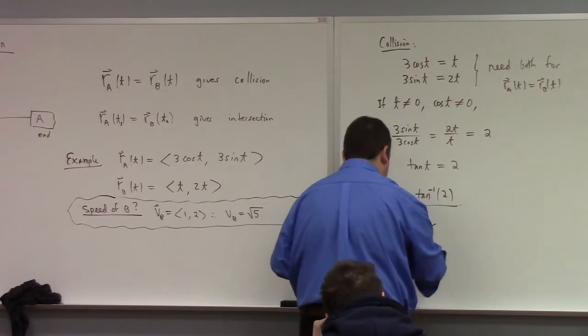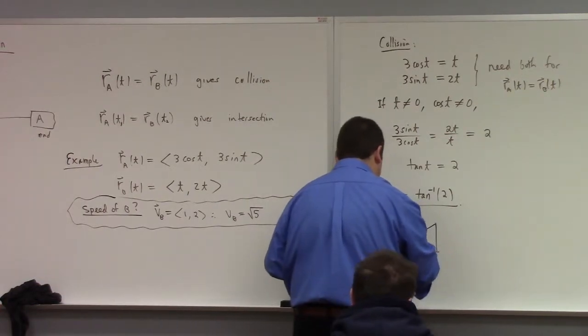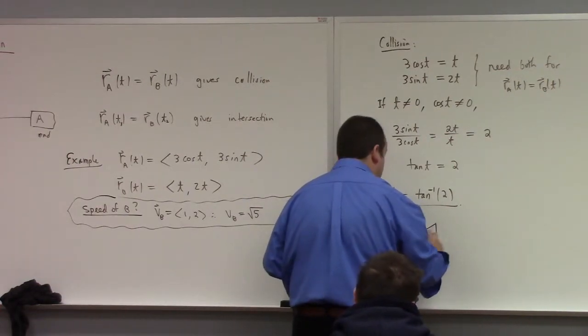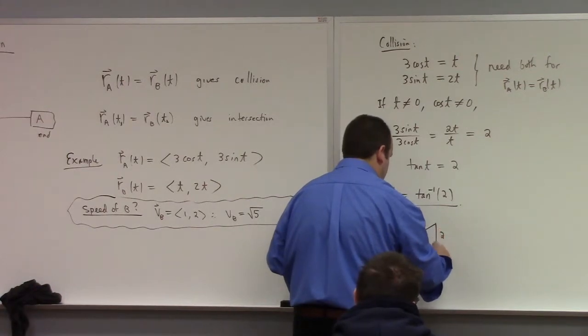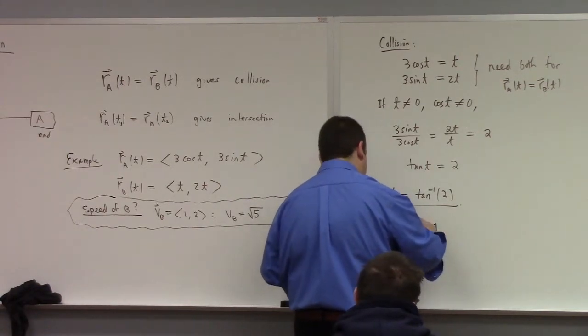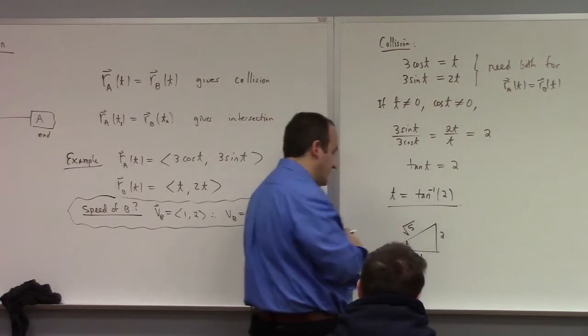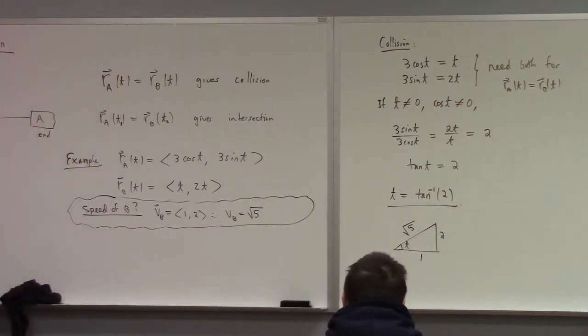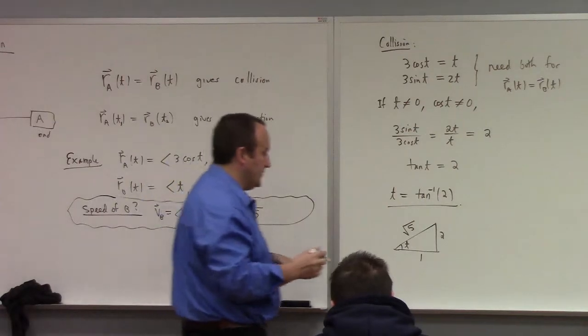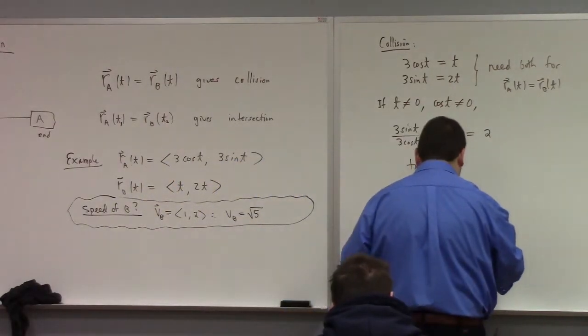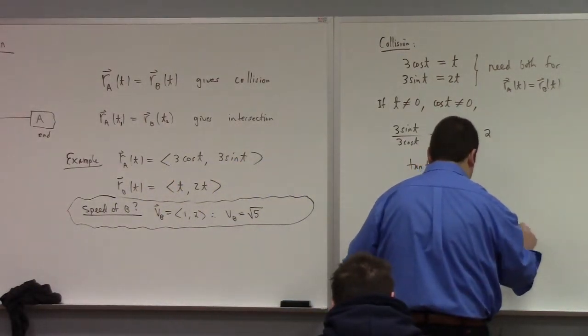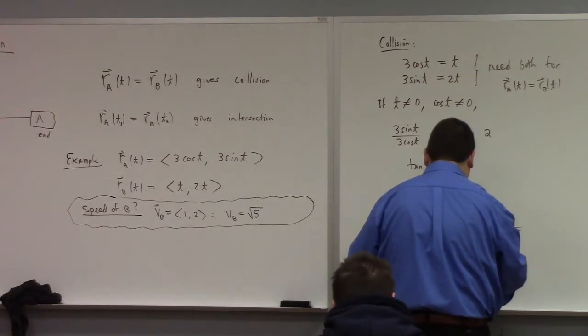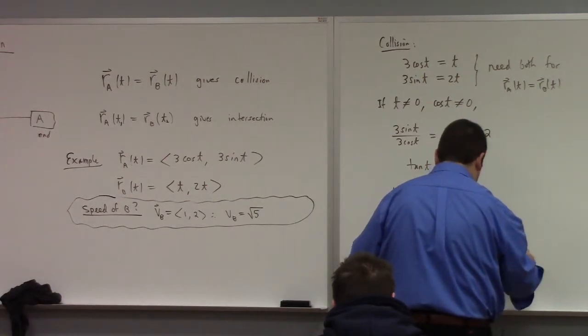Let's see. I could use a triangle approach. If the tangent of t is 2, I could put a 2 here and a 1 here. This would be square root of 5, I think. Right? This is a triangle which describes tangent of t equals 2: opposite side 2, adjacent side 1, hypotenuse square root 5. And if I have that triangle, I can tell you what cosine of t is. What's cosine t? 1 over root 5, yeah? What's sine t? 2 over the square root of 5, yeah?